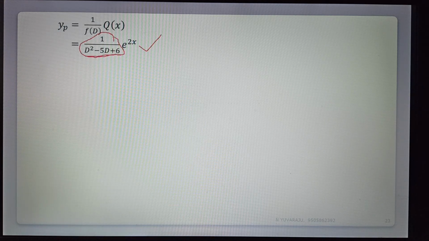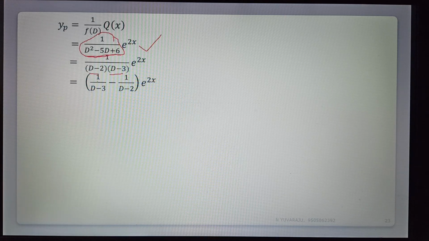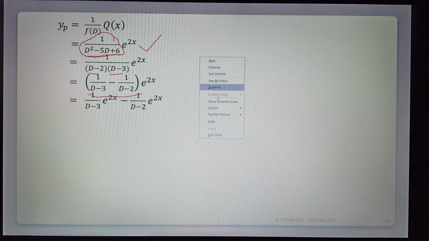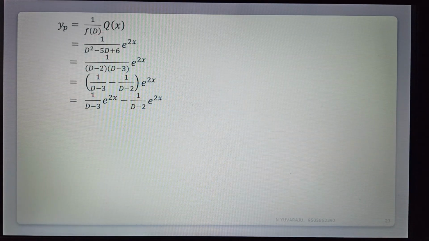First write the factors here: 1 by d minus 2 into d minus 3, the 2 factors. So this is expressed as partial fractions. That is equal to 1 by d minus 3 minus 1 by d minus 2, into e power 2x. This is a partial fraction. Now operating separately on e power 2x, that is equal to 1 by d minus 3 into e power 2x minus 1 by d minus 2 into e power 2x.